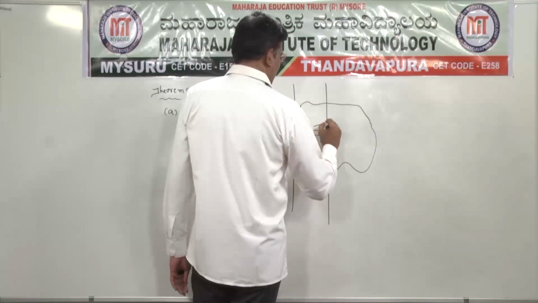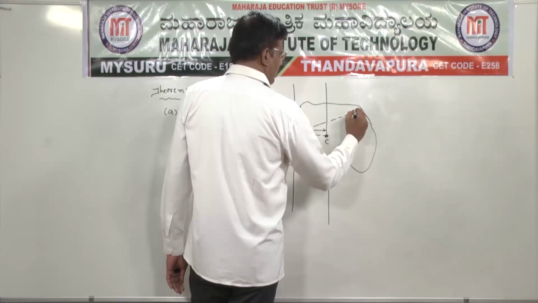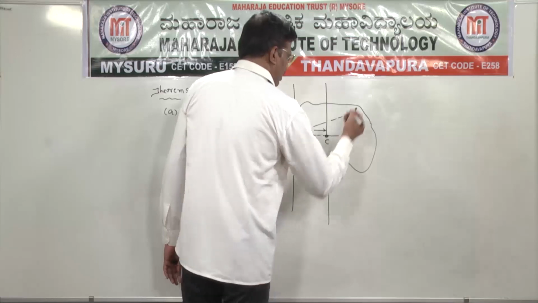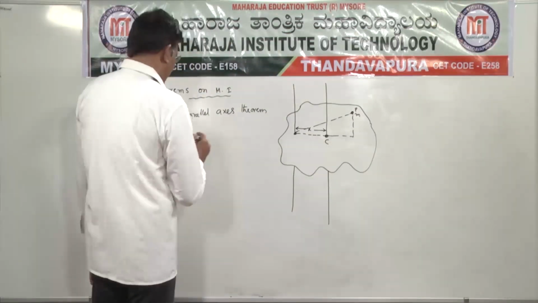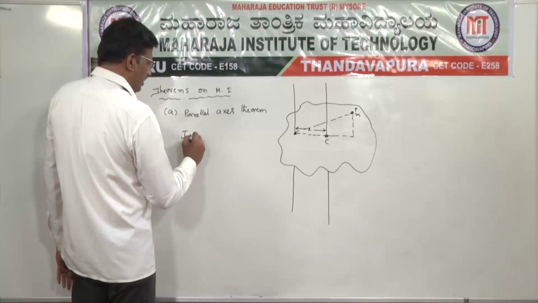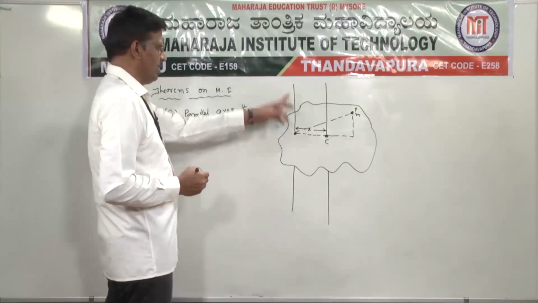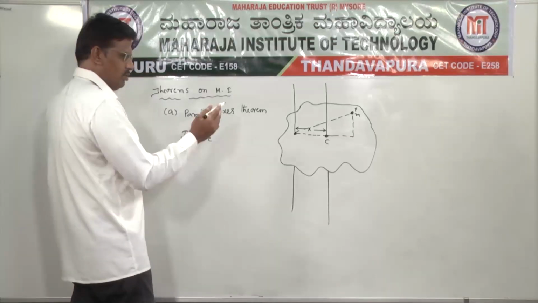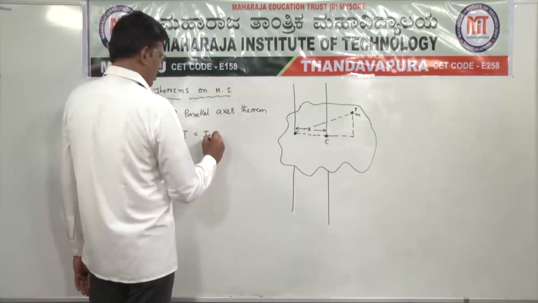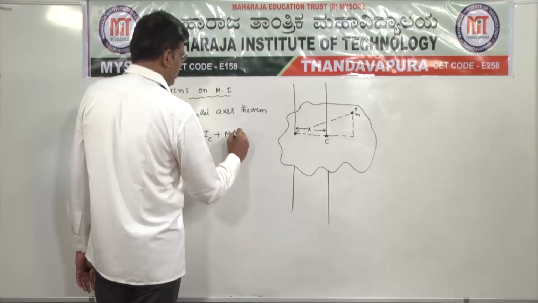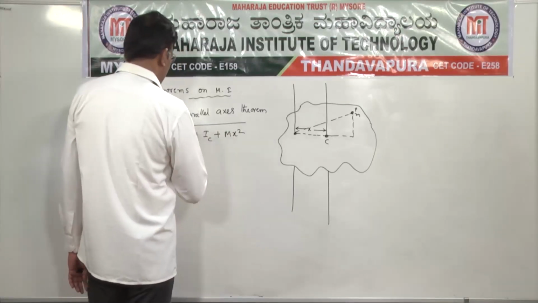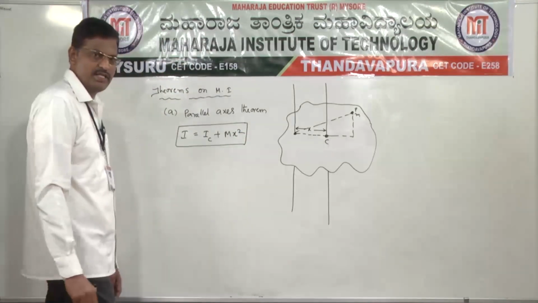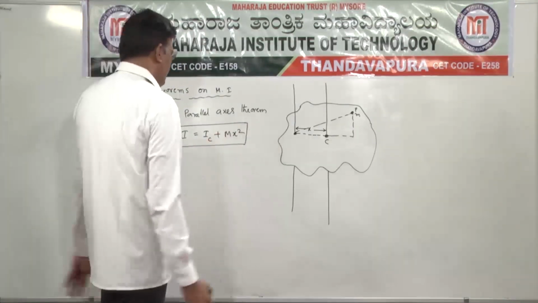So this entire body can be divided into small particles each of mass m, and we assume one particle at P. Then according to the statement, the moment of inertia about any other axis, I, is equal to the moment of inertia about the axis passing through the center of mass plus m x square, where m is the total mass of the rigid body and x is the perpendicular distance between the two parallel axes.